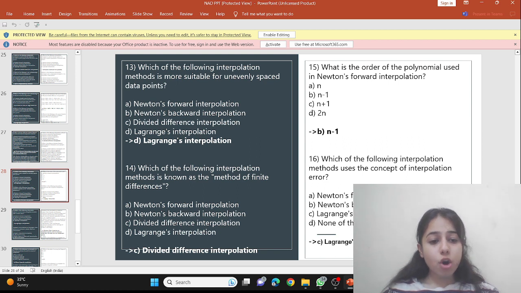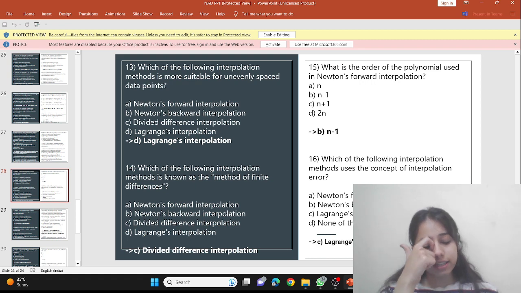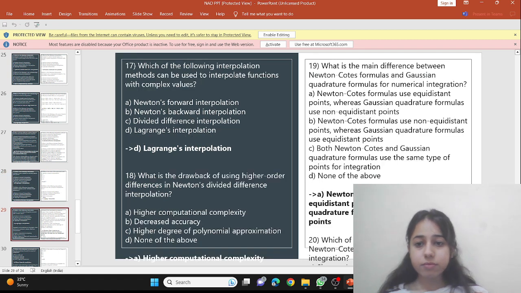16th question is, which of the following interpolation methods uses the concept of interpolation error? I remember that the method which uses the concept of interpolation error is Lagrange's interpolation method, because the concept of interpolation error is not used in Newton's forward, Newton's backward. It is used in Lagrange's interpolation method. So the correct option is C, Lagrange's interpolation.